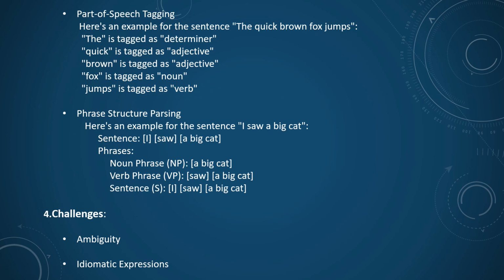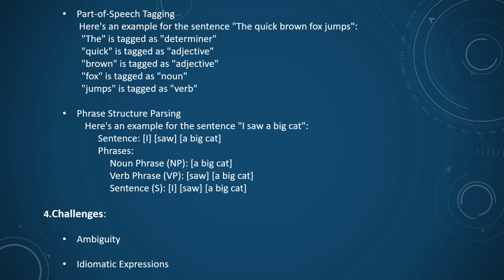Parts of speech tagging. It assigns a part of speech, for example noun, verb, adjective, to each word in a sentence, helping to identify the grammatical rules. There is an example for the sentence: the quick brown fox jumps. The is tagged as a determiner, quick is tagged as an adjective, brown is tagged as an adjective, fox is tagged as a noun, and jumps is tagged as a verb. Parts of speech tagging is also known as POS tagging.